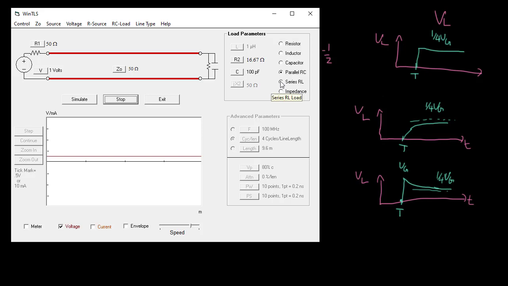Now let's try that with the series RL load. Gonna run it. It's traveling across, hits the inductor, gets the open circuit response, and then slowly discharges back down. And then, as in the parallel RC example, it eventually steadies out at half the value of the original input wave.